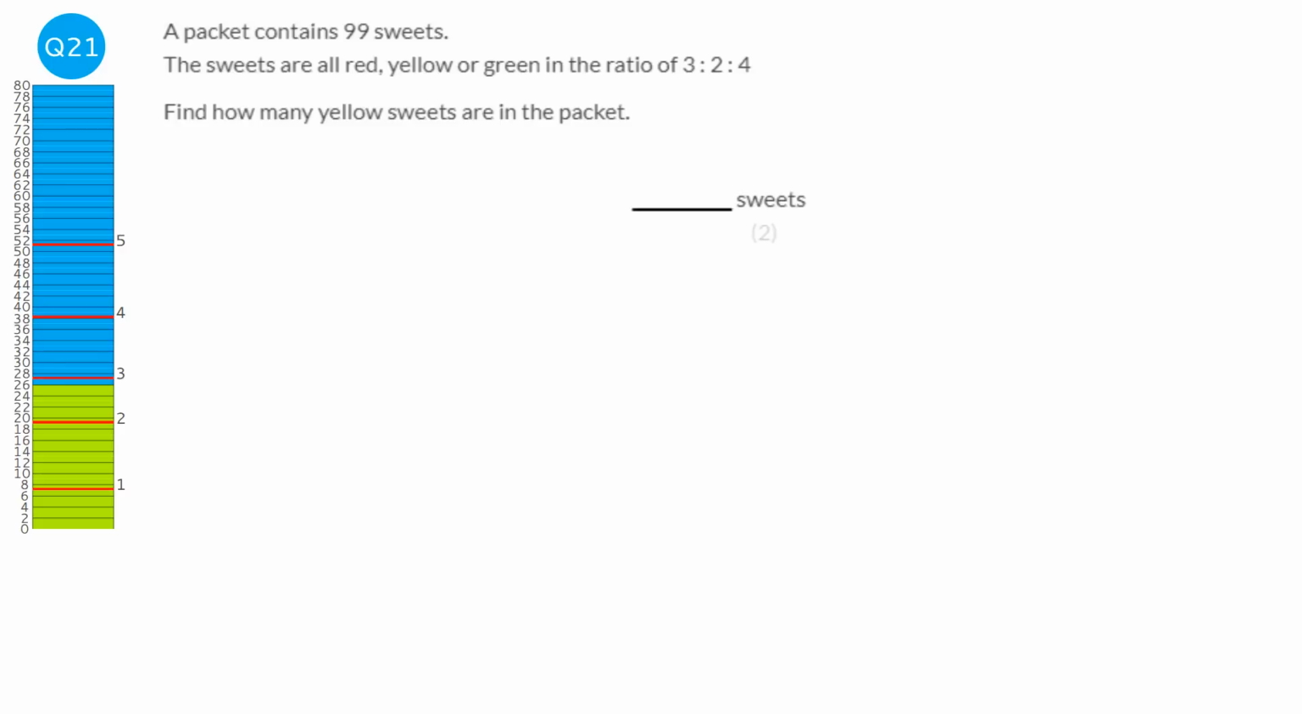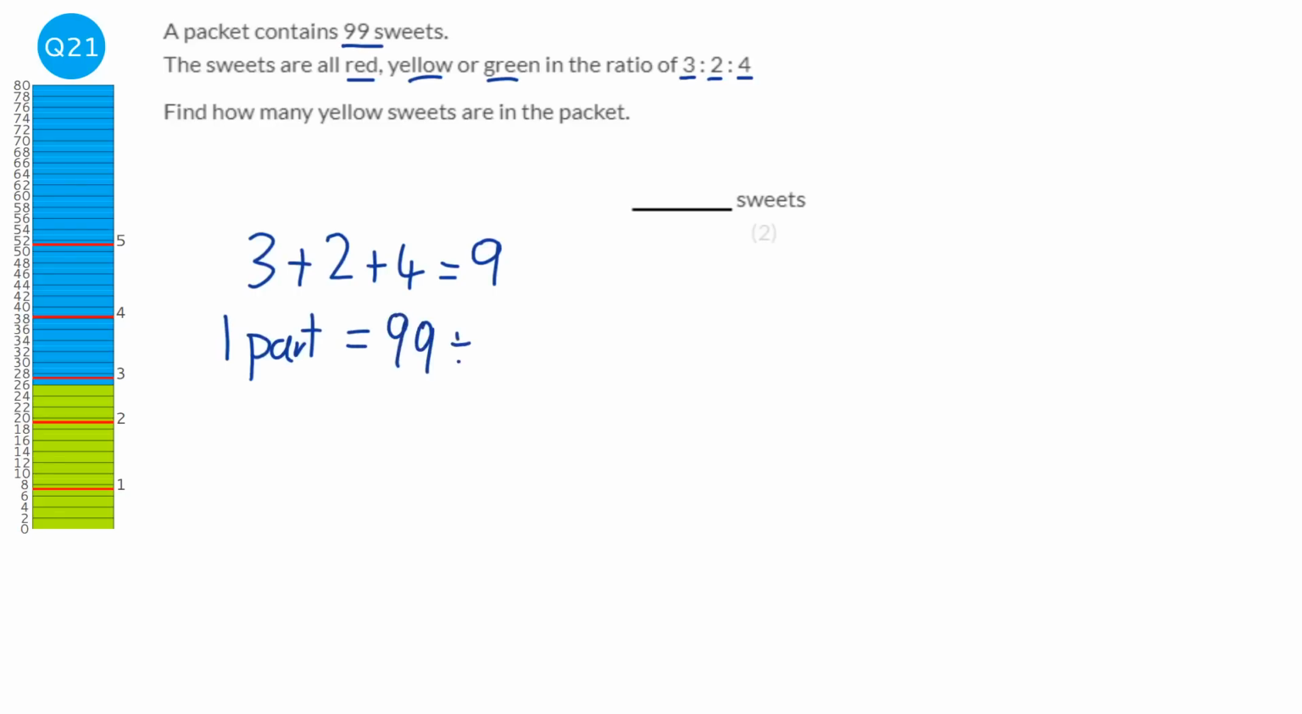So we've got to first of all work out how many parts there are altogether. We're told that the ratio of red, yellow and green is 3 to 2 to 4. So to work out how many parts there are altogether, we do 3 plus 2 plus 4, which is 9 parts. So there's 9 equal piles of sweets. To work out what one part or one pile of sweets is worth, we're going to get the 99 sweets and divide it by the amount of piles, and that's going to be 11. So one part is worth 11 sweets.